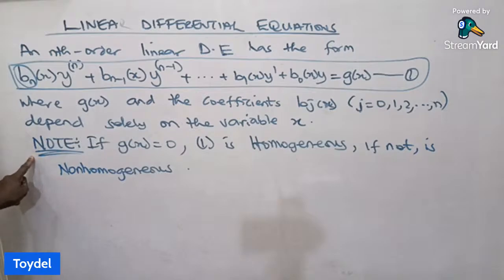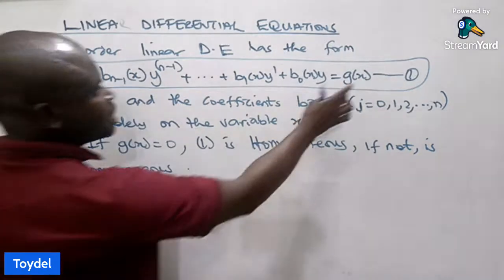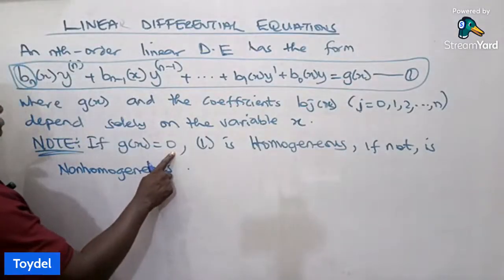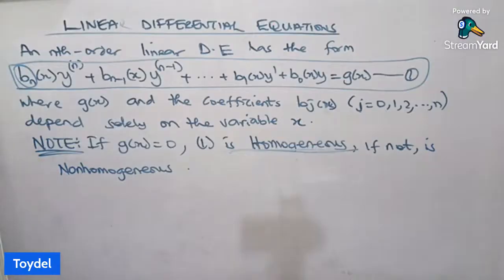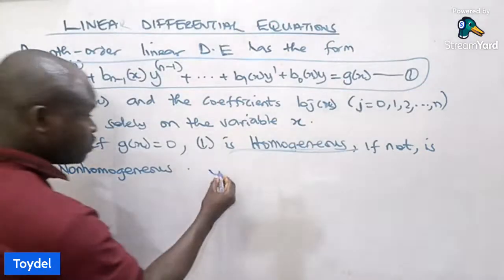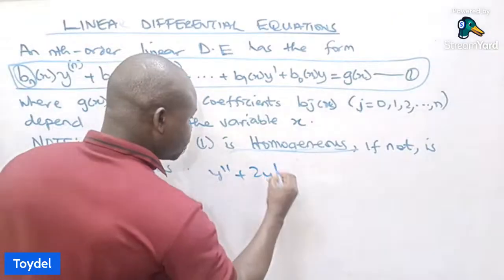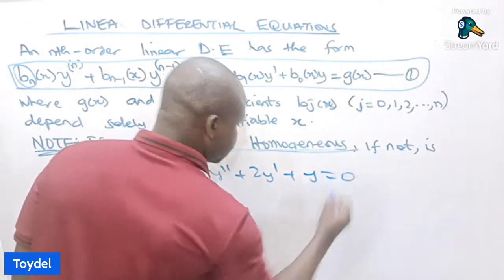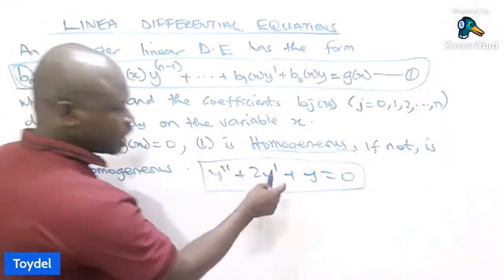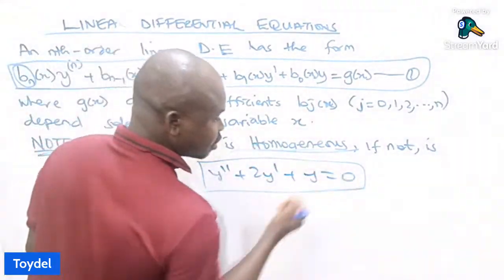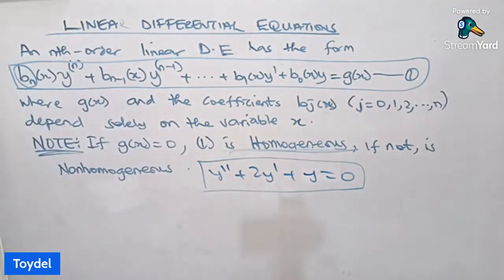Now note that if the right-hand side of this linear differential equation is 0, it is called homogeneous. For instance, if you have a second order differential equation, maybe y double prime plus 2y prime plus y is equal to 0. This linear differential equation is called homogeneous because the right-hand side is equal to 0. So the solution of this will only be one part, and that is called the complementary function. We only go ahead and find the complementary function.